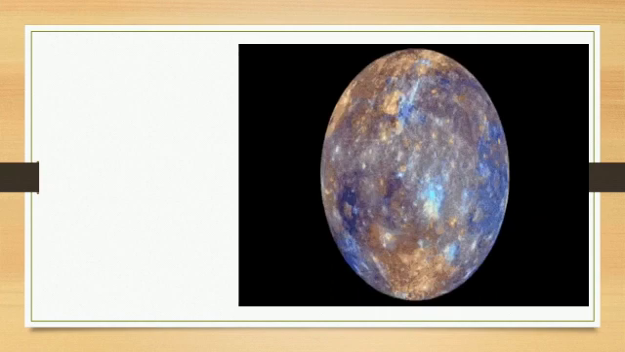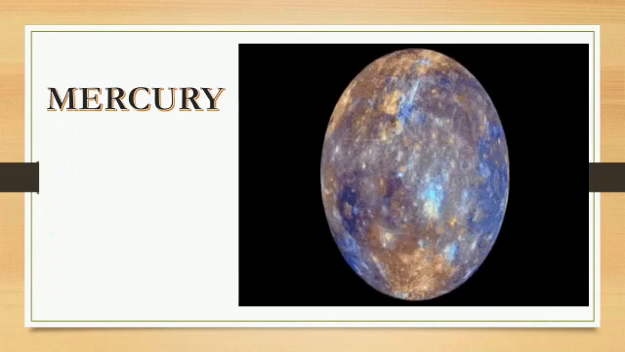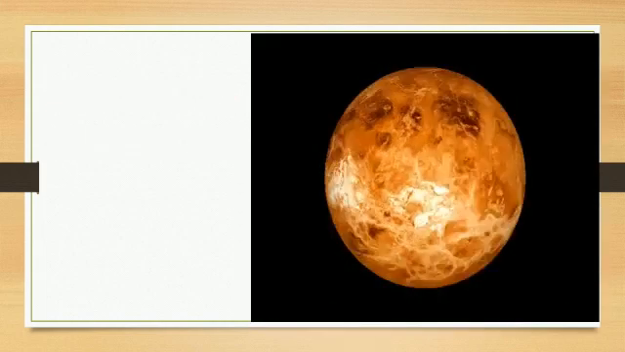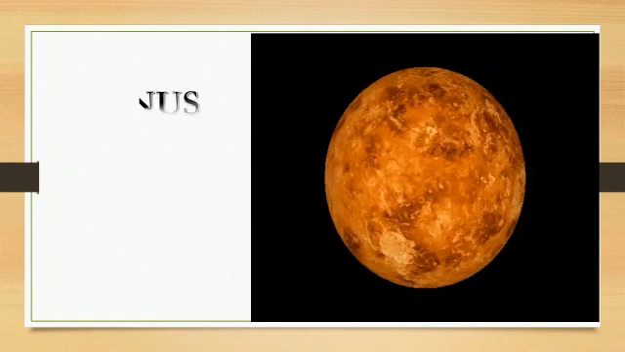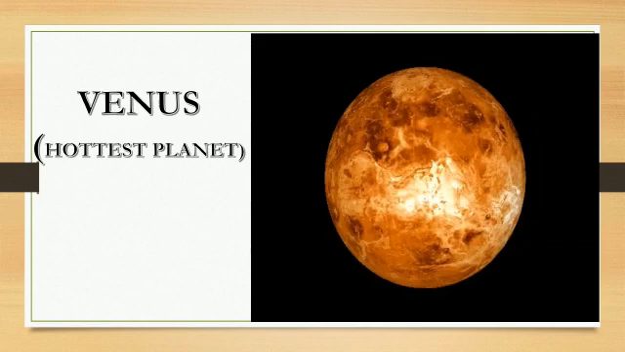Let's get familiar with the solar system family. So, our first planet of the solar system is Mercury. It is the smallest planet of the solar system. The second planet of the solar system is Venus. It is the hottest planet of the solar system. Though it is not near to the sun, it is the hottest planet because its atmosphere traps more heat of the sun.